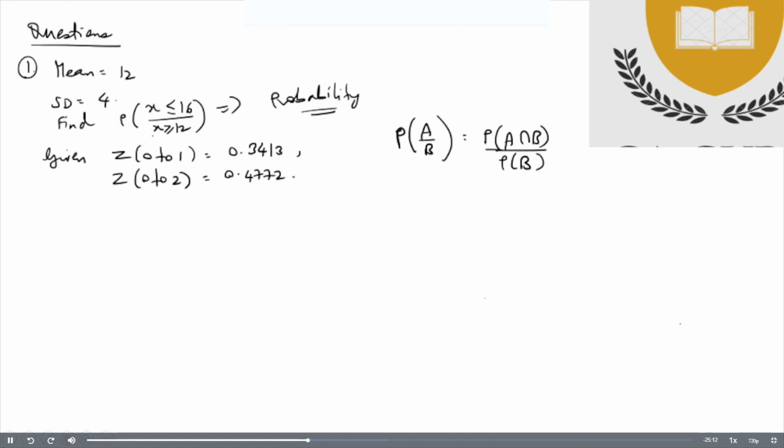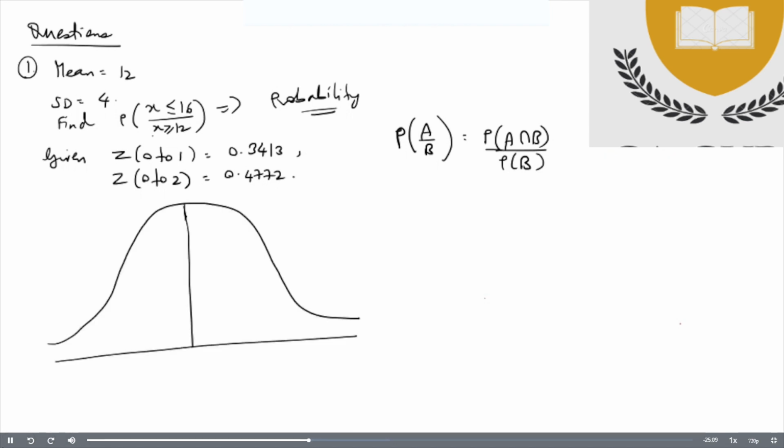So let's see how to do the answer for this question. Now look at this question. Mean is 12, standard deviation is 4. The same values. Now we are supposed to find P of x less than or equal to 16 divided by x greater than or equal to 12. That is the probability which we require. It is a fraction with a numerator and denominator, and therefore this is different from what we have done till now. This is nothing but P of A upon B, where P of A upon B is equal to P of A intersection B by P of B. A intersection B means the common point.